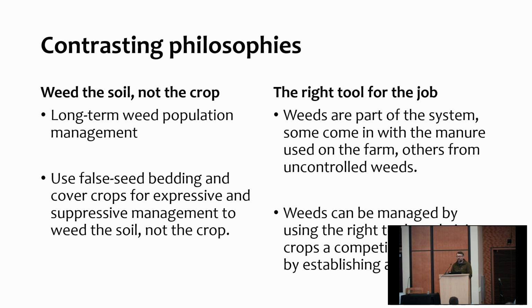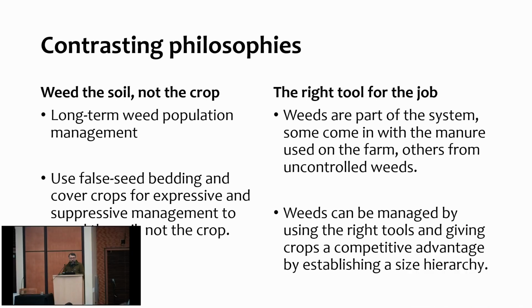The other approach I would characterize as having the right tool for the job. This borders on more reactive management to some extent, but it's another approach that I've seen farmers be very successful with, and I think it's interesting to think about the differences here. The idea with the philosophy of having the right tool for the job is that weeds are really part of the system. You can't ever get rid of them. They're always coming in one way or another, and so they're just there. Farmers that subscribe to this approach just consider weeds to be part of the system and don't really think about the possibility of eliminating them. When you're successful with this philosophy, weeds are managed using the right tools and giving the crops a competitive advantage, establishing a size hierarchy.